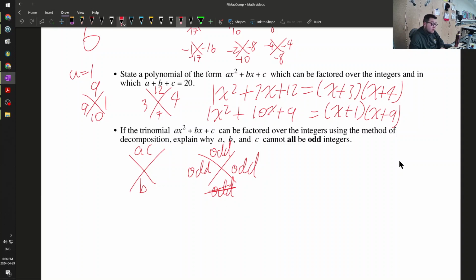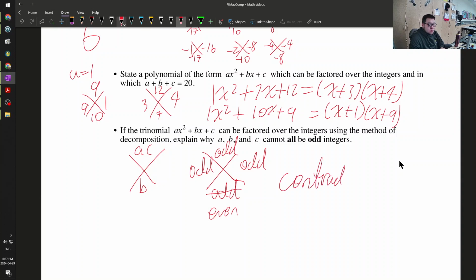Let's look at it again. If we assume A, B, C are all odd, then A times C must be odd on the top, and B must also be odd on the bottom. For two numbers to multiply to an odd number on the top, the only possibility is that the left number and the right number are both odd. But if they are odd, they add up to an even number. So we have a contradiction. Therefore, A, B, C cannot all be odd. I'm not going to write it down, it seems like too much work.